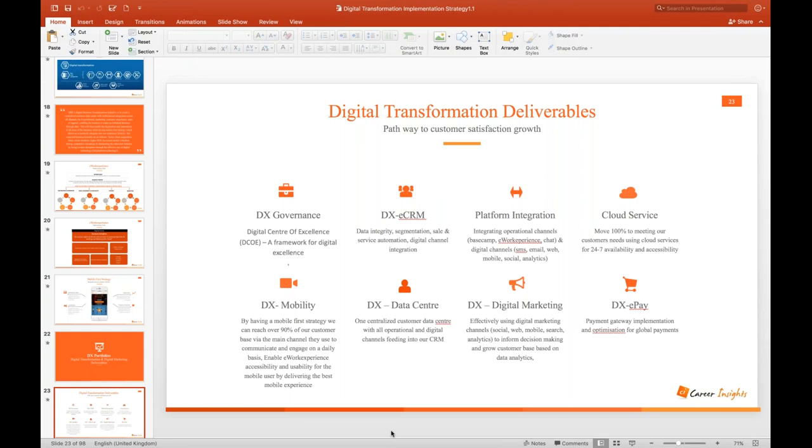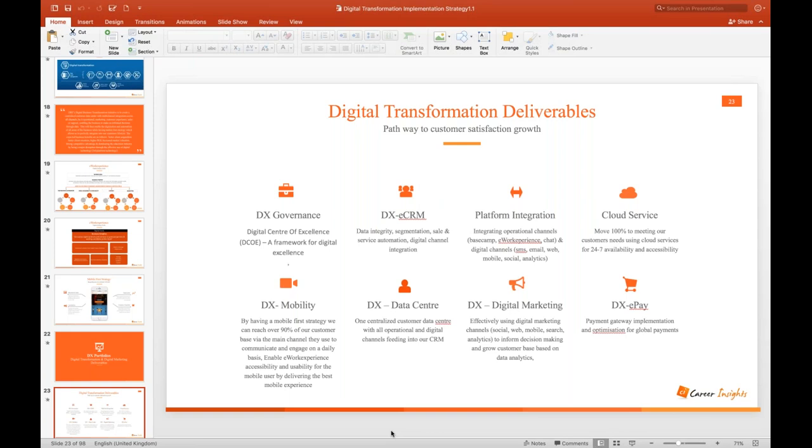Then we realized that it was critical that we had a centralized customer data center, and to do that, we had to make sure that the integrity of our data was maintained. We had to do segmentation, sales and service automation, and digital channel integration. So that was where the CRM project came into play. We now had to integrate all of our platforms into the eWork Experience platform, including CRM. So that is what you guys would now experience when you log in.